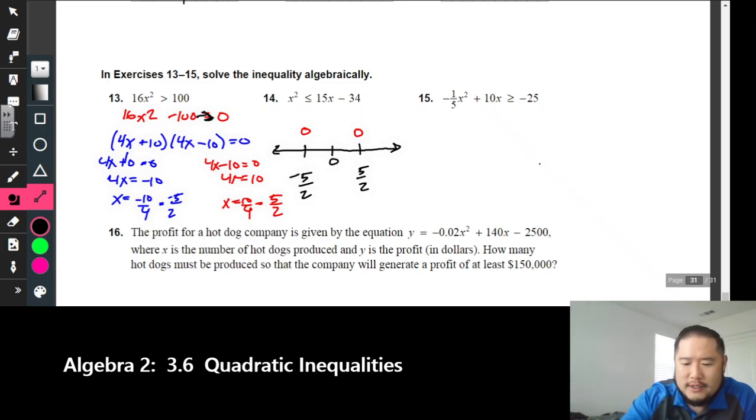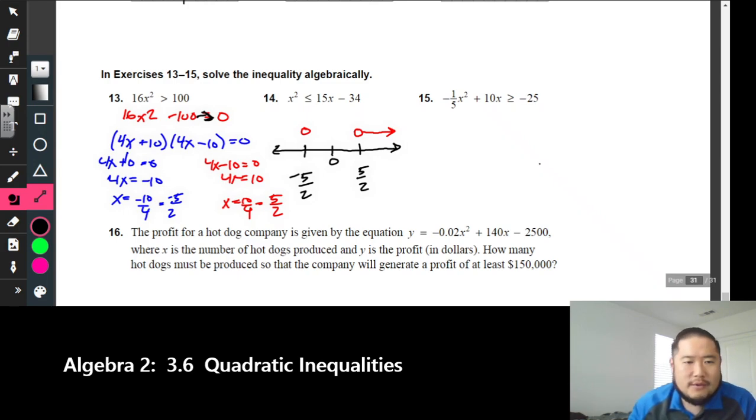All right, so we got 3 squared is 9. Multiply that by 16, that's 144. 144 is greater than 0. So what that tells me is it's going to go this way. All numbers greater than 5 halves are true. Now let's figure out if all numbers less than negative 5 halves are true.